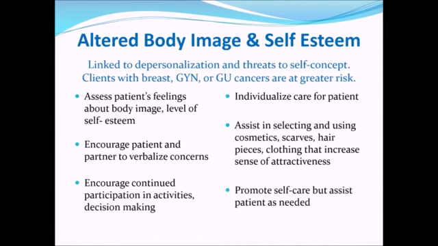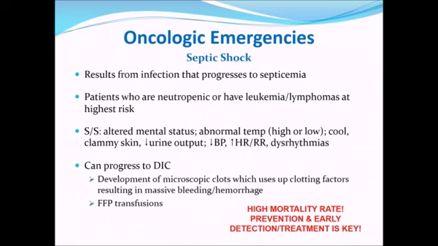And again, the patients that are neutropenic, ones that have leukemia and lymphomas, those are the patients at highest risk for septic shock. Okay. Things that you'll see: altered mental status. Their temp will be abnormal. And usually we think about a fever as indicative of infection, and it can be. But in these patients, because remember, their immune system is not functioning properly, you may see this manifest as a low temperature.